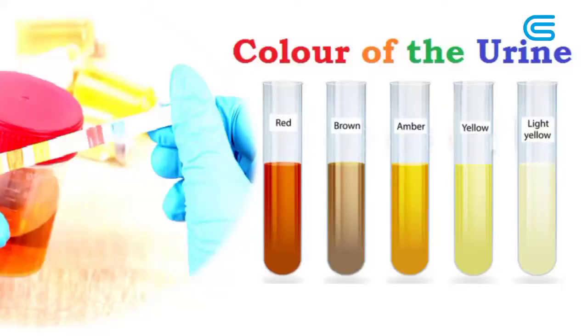So the color of the urine. Normal urine color should be yellow to amber. The color comes primarily from urobilin. Urobilin is the final waste product resulting from the breakdown of the heme from the hemoglobin during the destruction of aging RBCs. So colorless or pale urine is dilute urine with low specific gravity and polyuria.